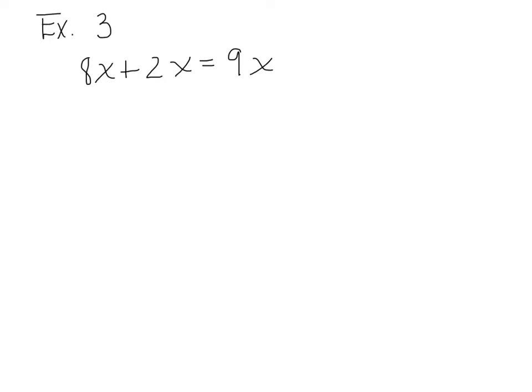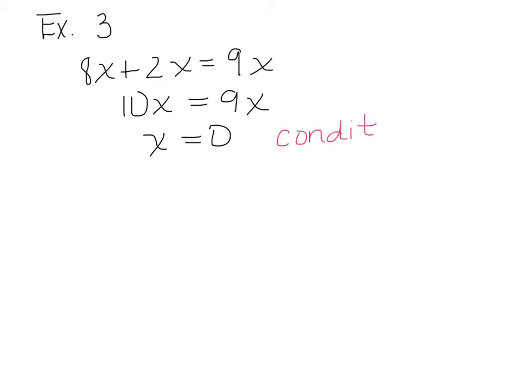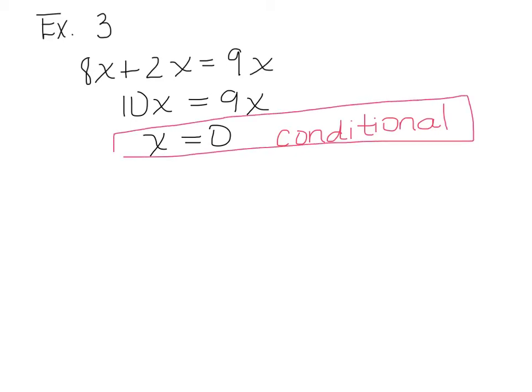Here's our next equation. We get 10x equals 9x, so subtracting x equals 0. This is an example of a conditional, because we actually got an answer for x. So this is a conditional equation, because that means x equals 0 is based upon what the equation is.